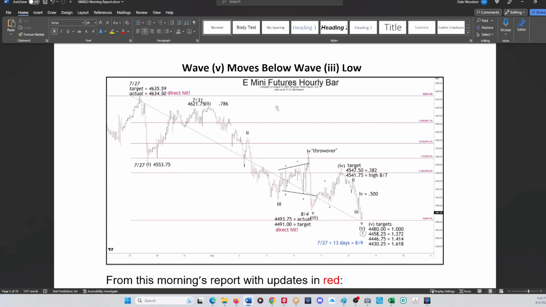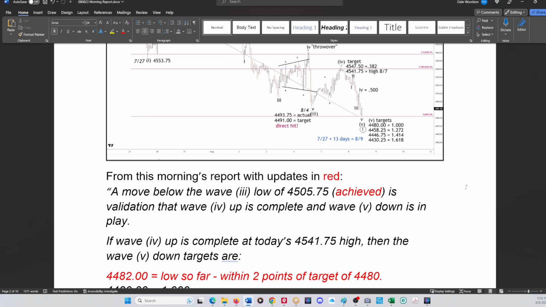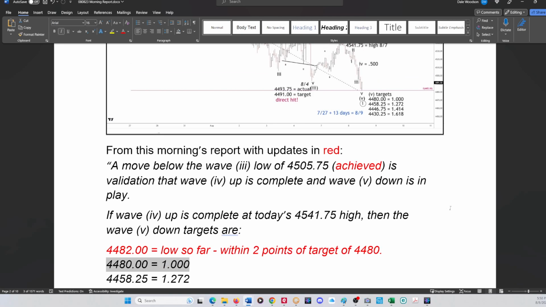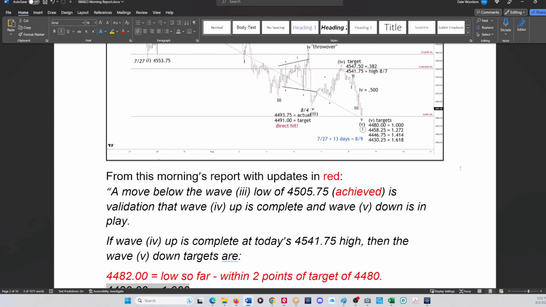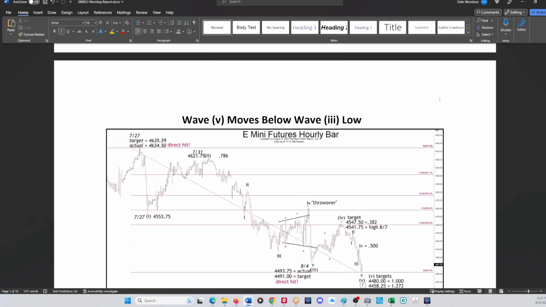Okay, so wave 5 moves below the wave 3 low right there. We got it below. Again, we're looking at that 44.80 target, and got to get another update in there, but it hit that 44.82 right there within 2 points of our target. And our target where 5 equals 1 is 44.80. That move below the wave 3 low was our trigger. The trigger was activated, the wave 3 low, and that gave us the wave 5 targets to be achieved, and the first one was all but achieved.